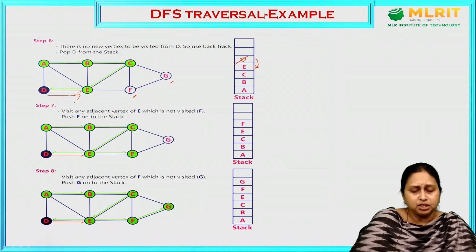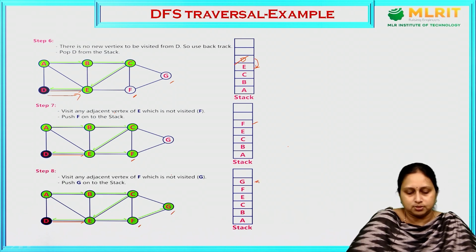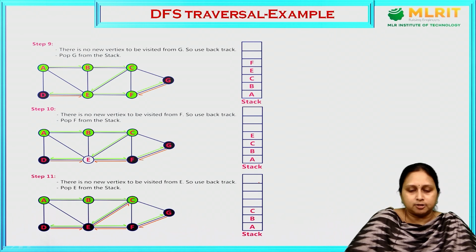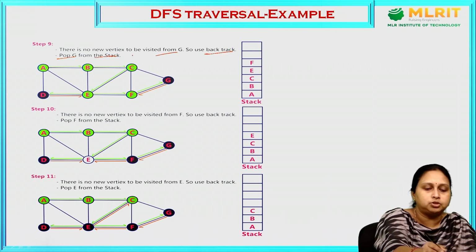Now from E, we have some unvisited adjacent vertices, so we are going to push them onto the stack. We push F onto the top of the stack. After pushing F, again check for any adjacent vertices which are not visited. G is not visited, so we push it onto the stack. From G, is there any new vertex to be visited? No. So we backtrack and pop G from the stack.